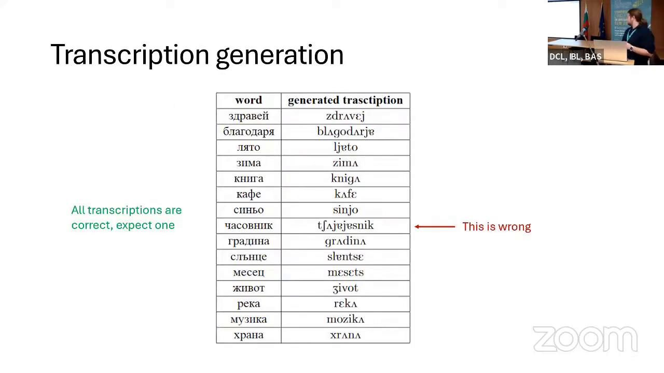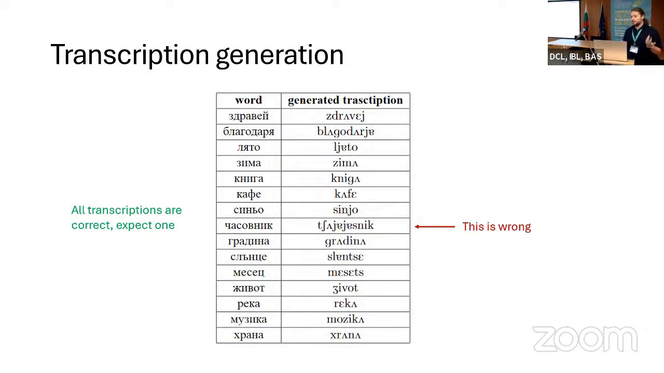This is the first experiment that we did. Basically, we gathered 15 Bulgarian words, fed them into the model, and we saw what the output of the model looks like. If you look carefully, almost all the transcriptions are correct, except for the word chasovnik, which means clock. There, the model got it wrong. If we take that generated transcription and put it in Bulgarian, we will get something like chayasnik, which of course means the model went wrong, at least on one word. However, this is only 15 words.